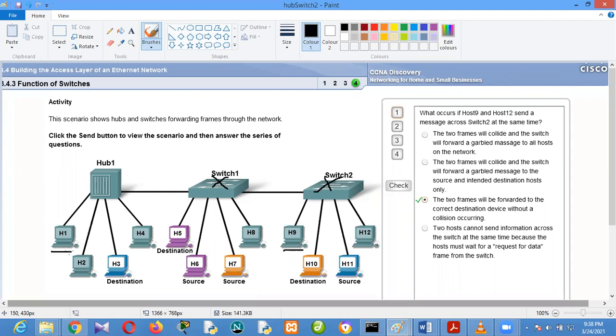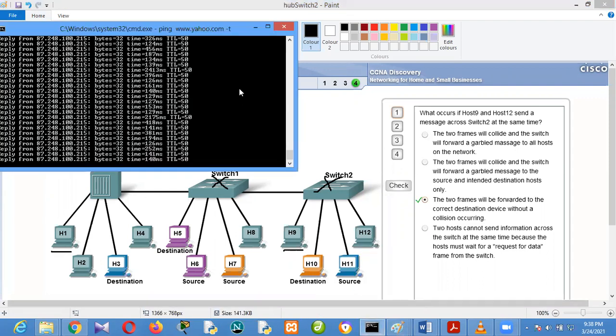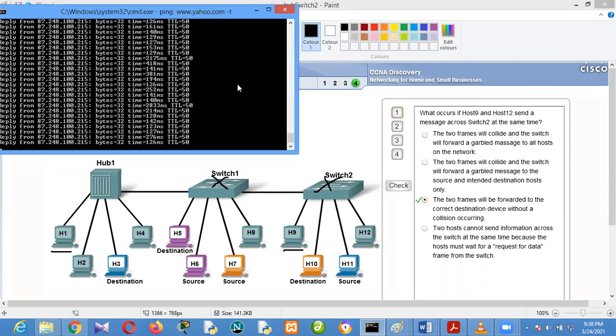Okay. H1 acts, it sends to the hub. Then the hub will go to the first switch, switch one. Then switch one will register it, because it's not there yet.